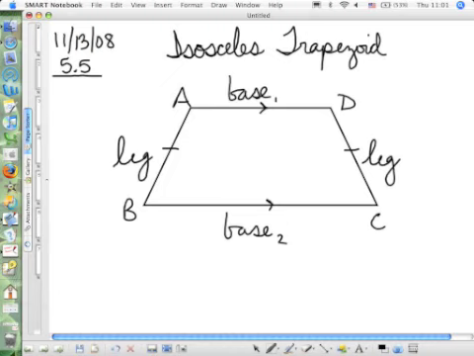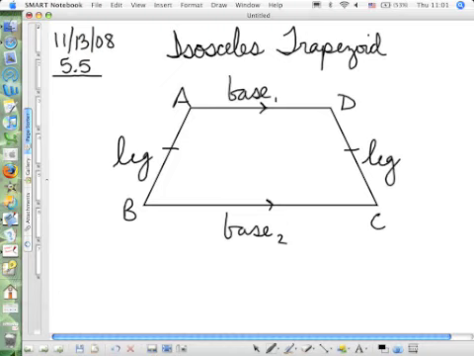Are the adjacent angles congruent? Just hold on. We're going to get into it. So a trapezoid has exactly one pair of parallel sides. An isosceles trapezoid gets more specific. Now the legs equal each other.